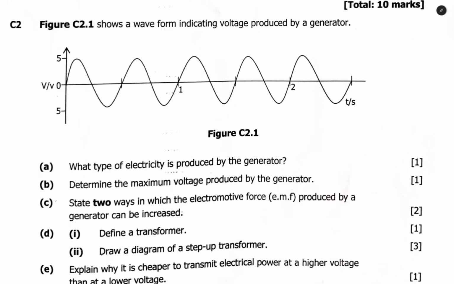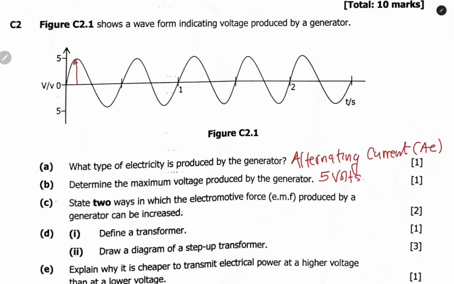So the type of electricity produced by the generator is called AC, or in other words, in a complete form, it's called alternating current, otherwise known as AC. Okay, then now, determine the maximum voltage produced by the generator. So this one is determined from the wave that you are able to see here. So for the maximum voltage, you look at the amplitude of this wave, and it happens to be 5 volts. So that is the maximum.